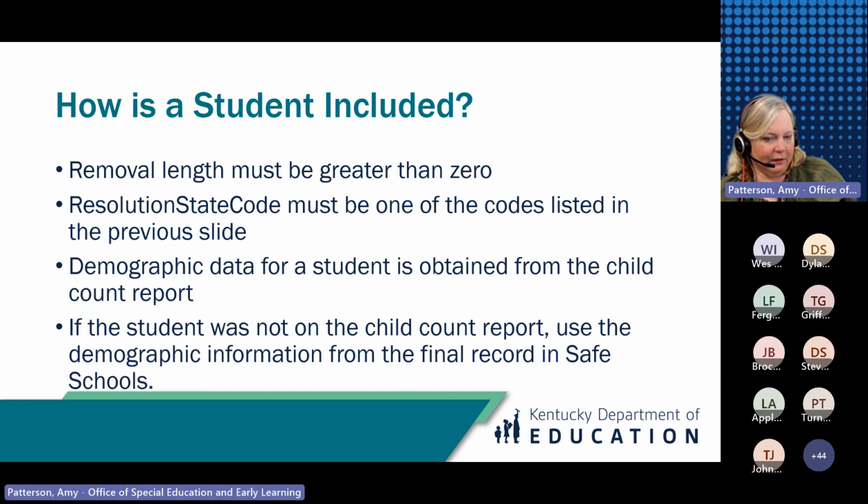If the student is not on the child count report, then we use the demographic data from the final record in Safe Schools. So basically, we can't report a kid as being Black and as being white. It messes up our data, it causes errors, and they won't accept it. So we have to make sure that for every incident that that child is reported, they have the same race, the same gender, the same disability, everything. So we have to keep it consistent. So those are the rules we use.